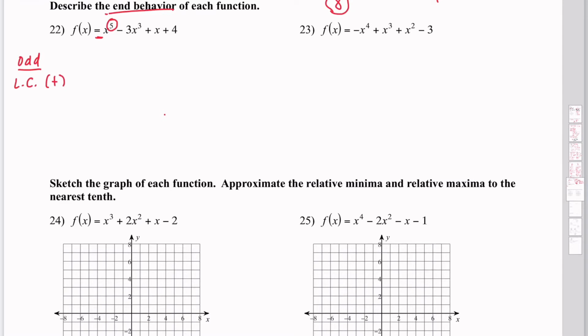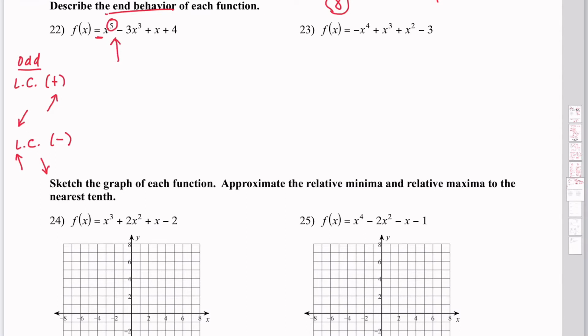the end behavior should look like this. On the left-hand side, it's approaching negative infinity, and on the right-hand side, your f of x is approaching positive infinity. Now, with the opposite, if your leading coefficient was negative, we would just flip the arrows. So now the left-hand side, f of x is approaching positive infinity, and on the right-hand side, f of x is approaching negative infinity.